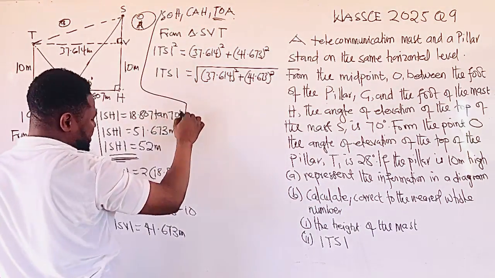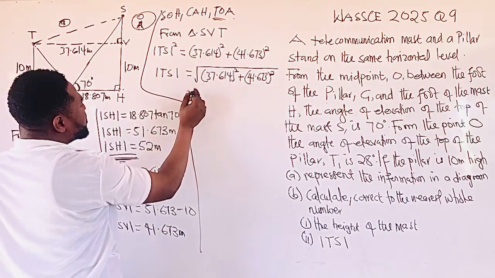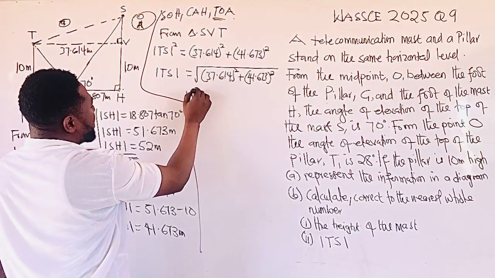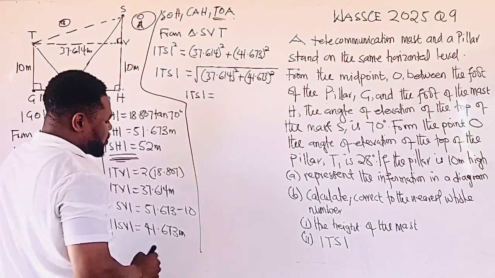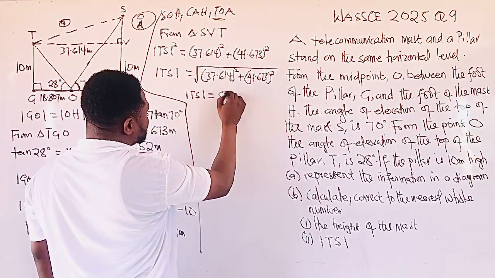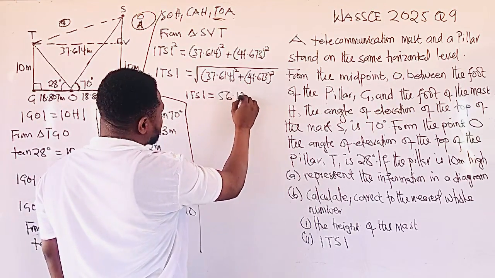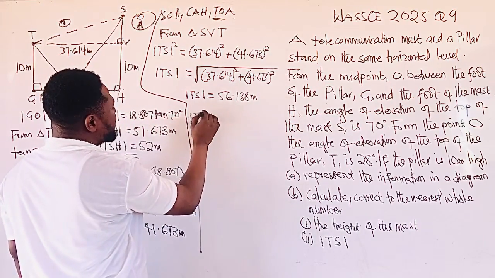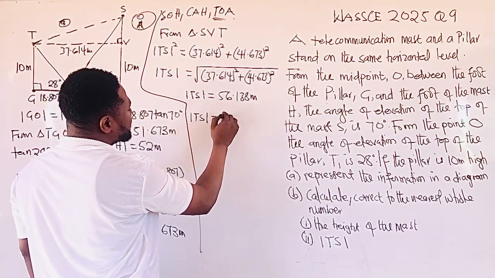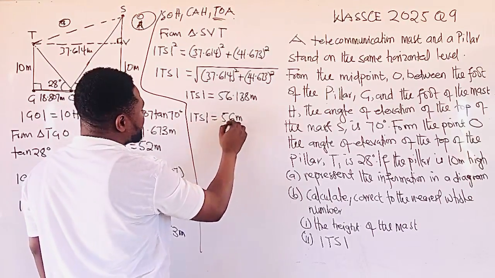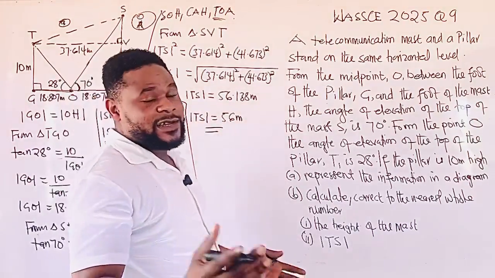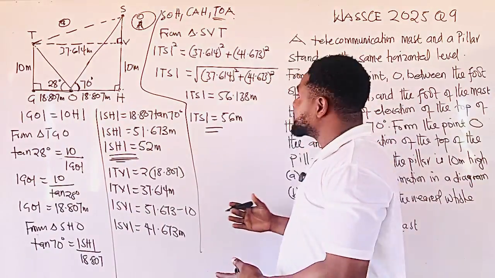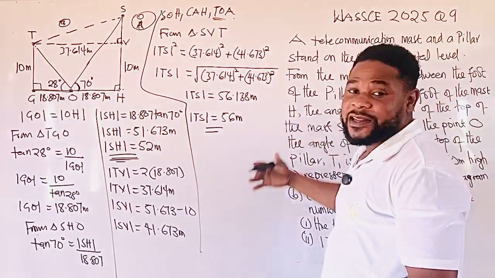Now, when we fix this into our calculator, our TX is going to be 56.138 meters. And to the nearest whole number, our TS is going to be 56 meters. Viewers, this is so simple. This is how we can answer the question.